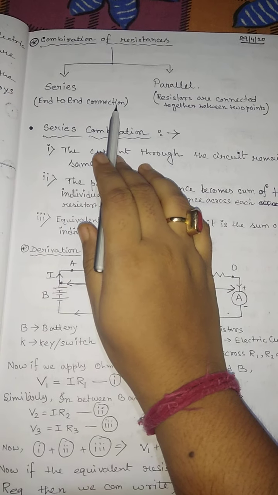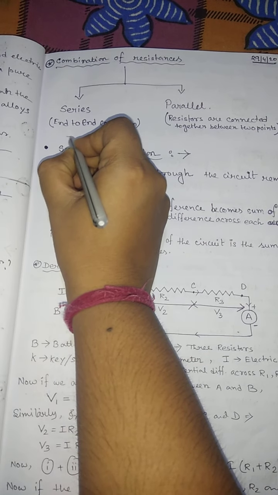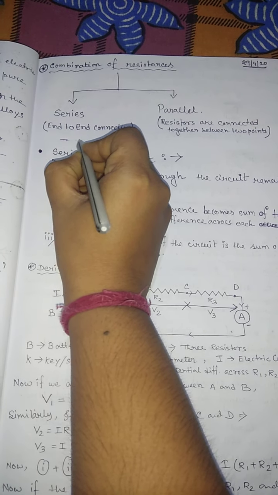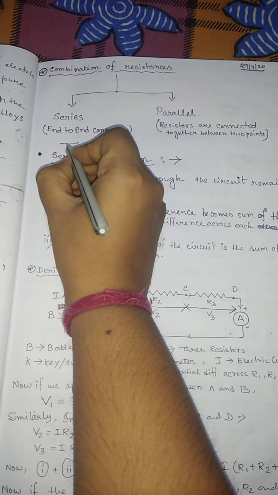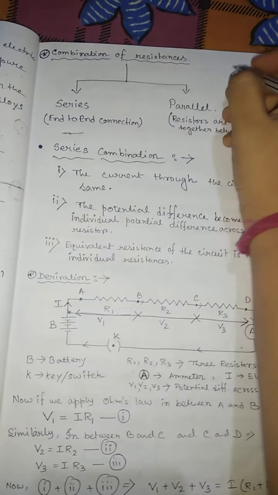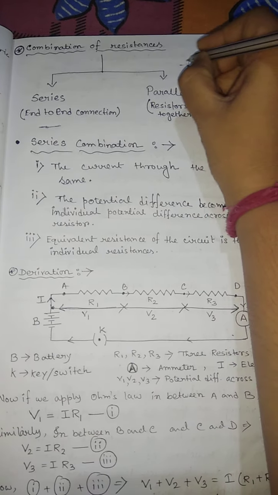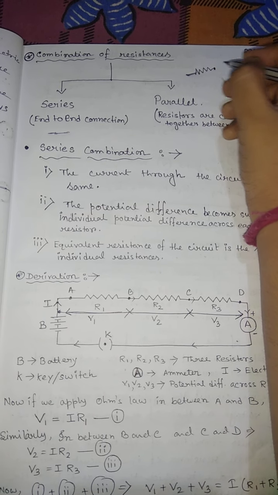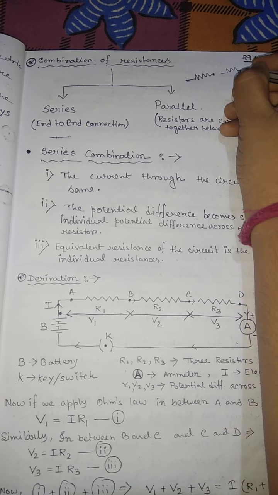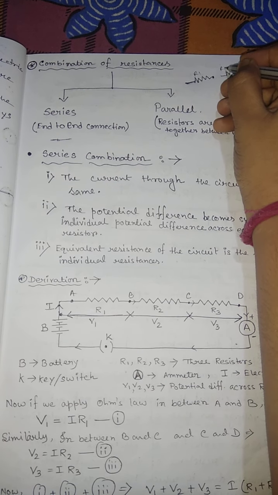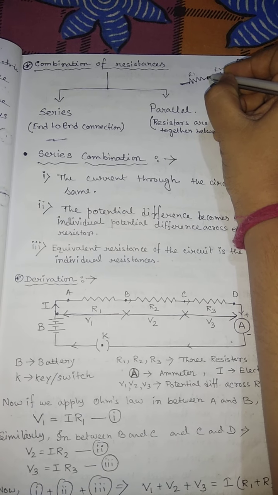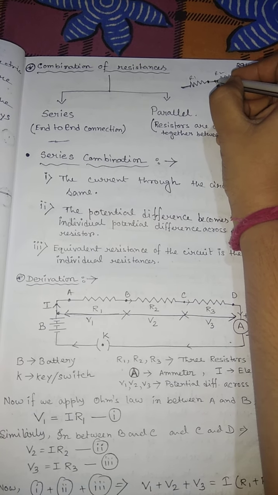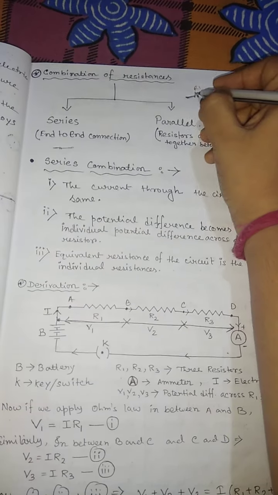Series means end-to-end connection. End to end means suppose this is one conductor. Now this end of the first conductor is connected to the first end of a second conductor. Here this is the first resistance, R1, and this is R2. The end point of the first resistance is connected with the first end of the second resistance. This is called series combination.